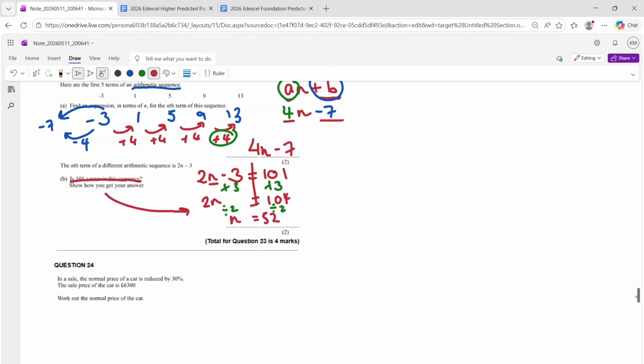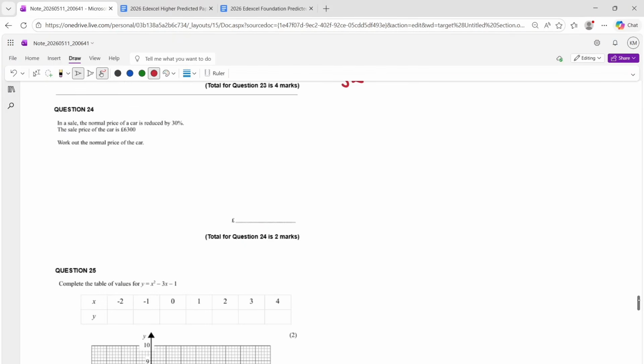And this is me showing how I got my answer. So yes, it's asked me a question, so I have to answer. Yes, it is. It is the 52nd term. You don't even need to say the second part. You could just say yes, it is with this working out, and that would be enough to get your marks for that question. Okay, question 24.